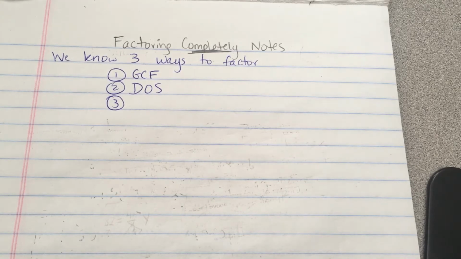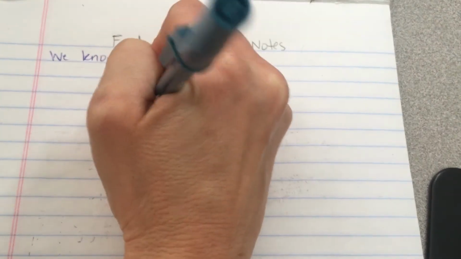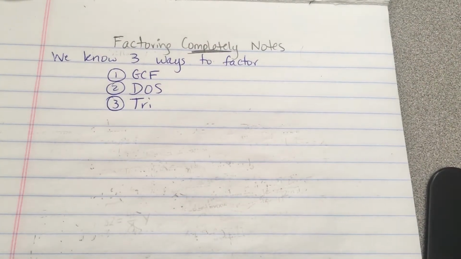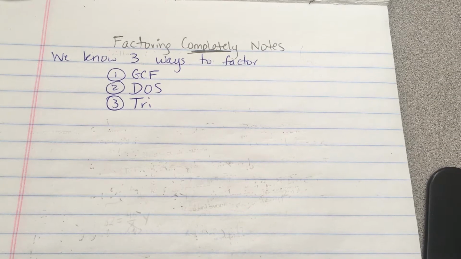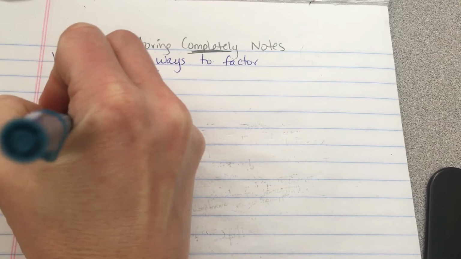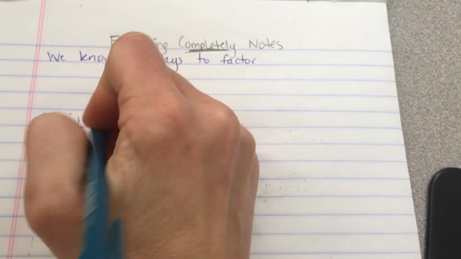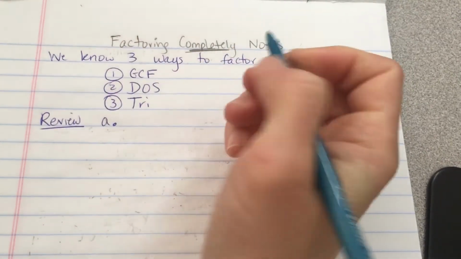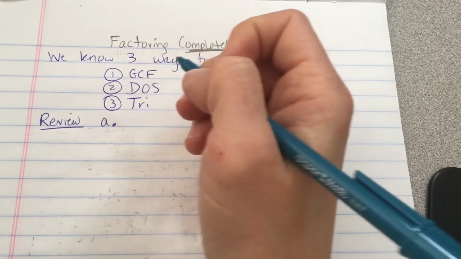And then yesterday, all the ones we did had how many parts? It's like trinomial. Yep, trinomial. So those are your tri ones. They have 3 parts. Okay, all right, so we're gonna do a couple problems for review.